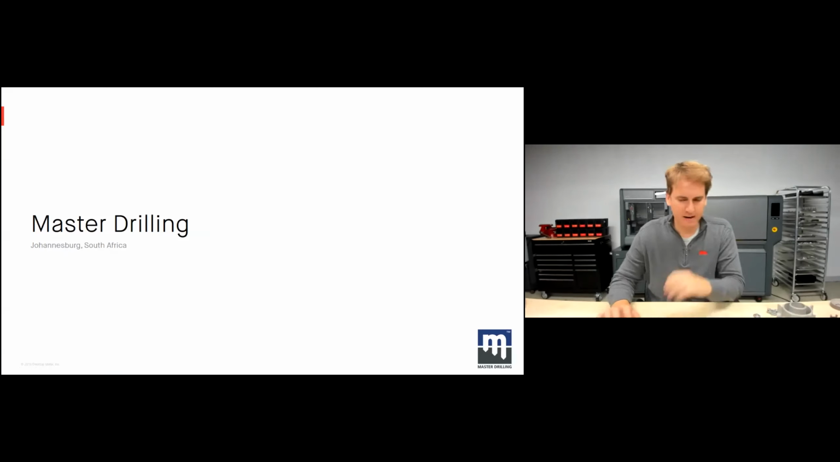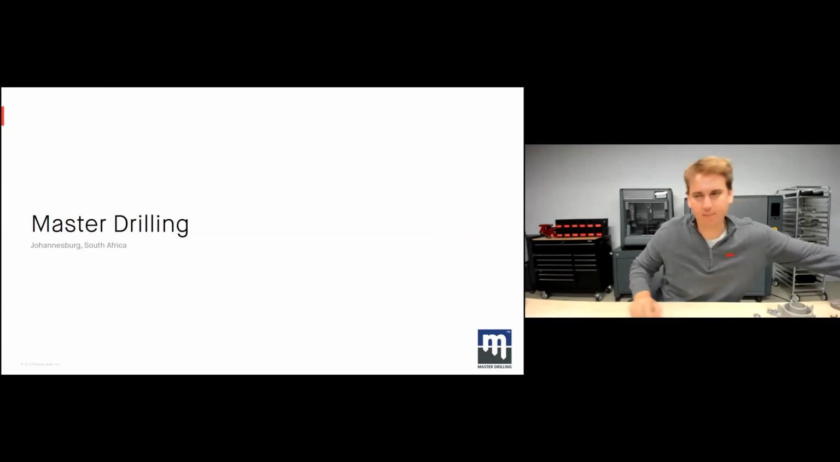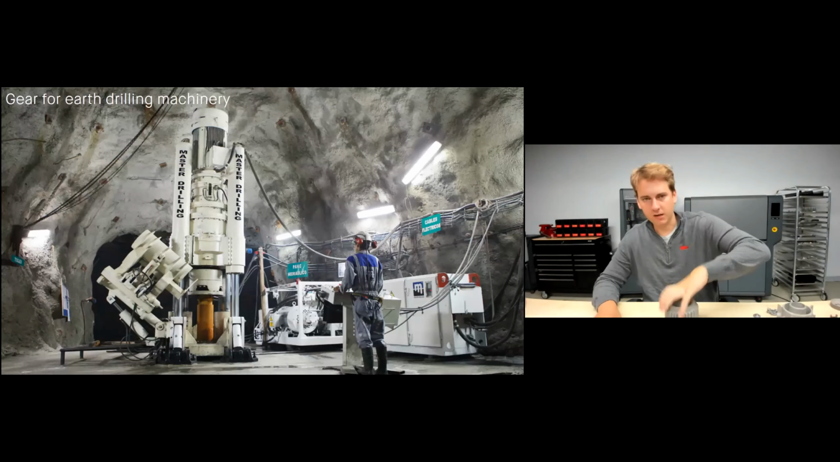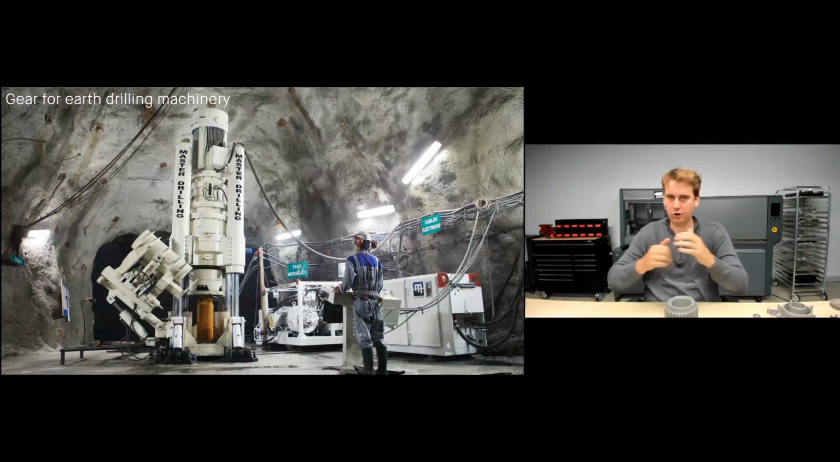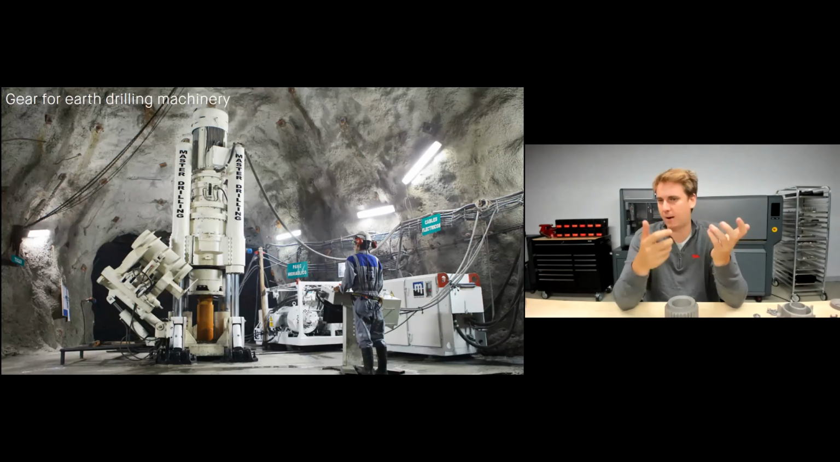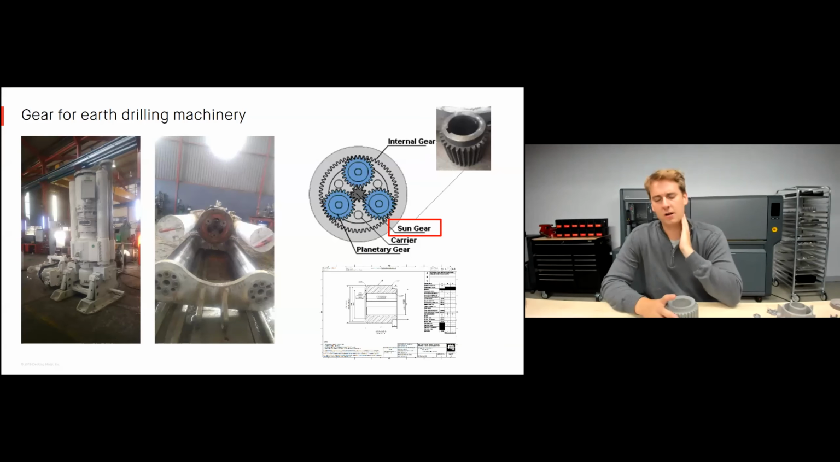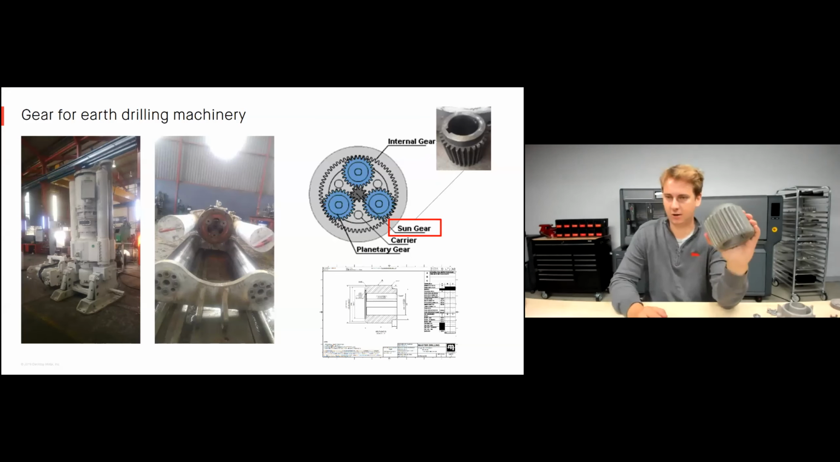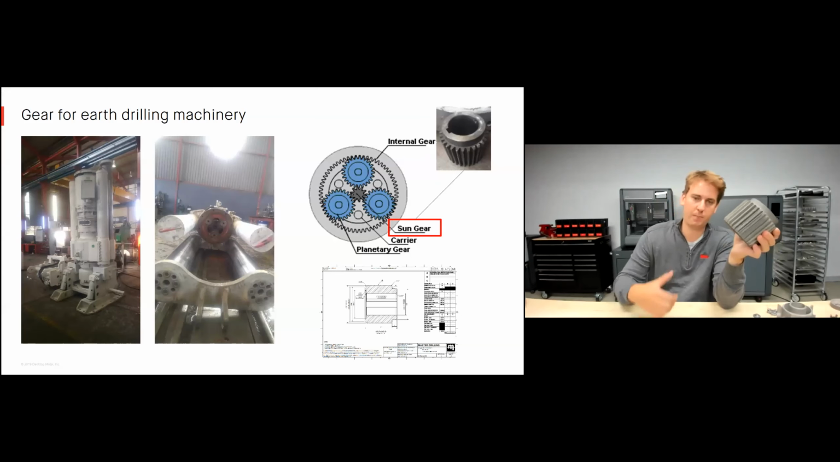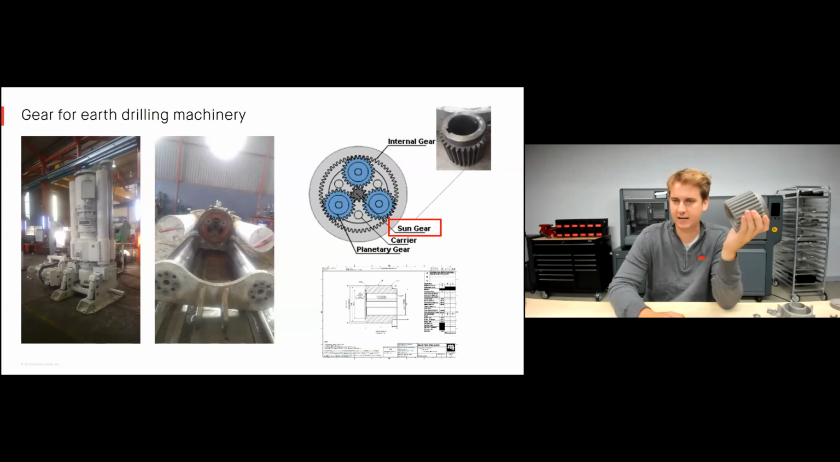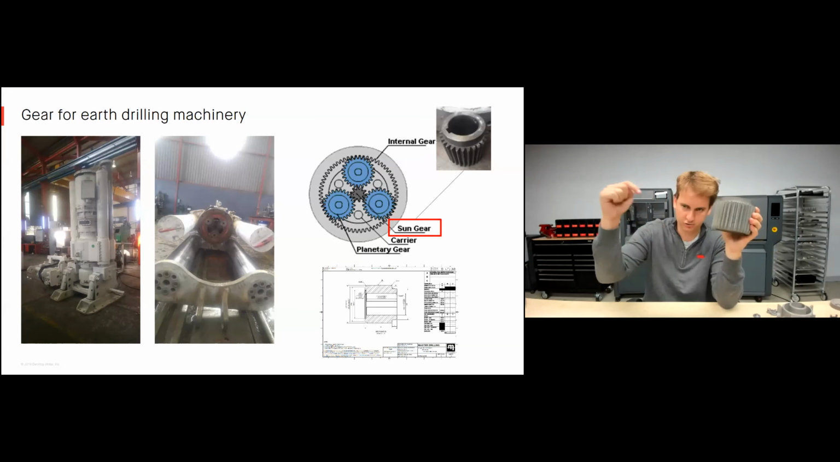Okay, Master Drilling. Master Drilling is located down in Johannesburg, South Africa. They are a manufacturer of very large earth drilling machines, mostly used for the mining and energy sector. They drill miles into the ground for oil and gas operations, mining operations, a lot of gold down in South Africa. It's pretty impressive how deep they're able to drill with these huge machines. One part we're going to be talking about today is this sun gear. This sun gear is attached to a planetary gear set. It attaches to the motor that attaches to the actual drill bit that does the drilling deep into the ground.